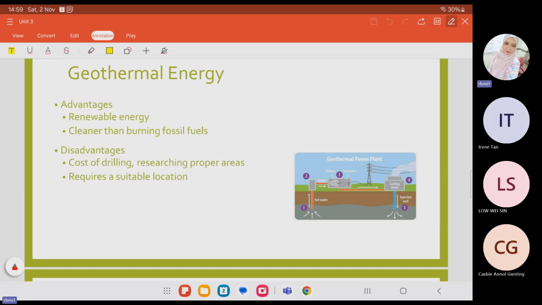And there is the high cost of researching proper areas to find new sources, which can also require suitable locations. Location restricted: the largest single disadvantage of geothermal energy is that it is location specific, as we saw just now at the Ring of Fire location.